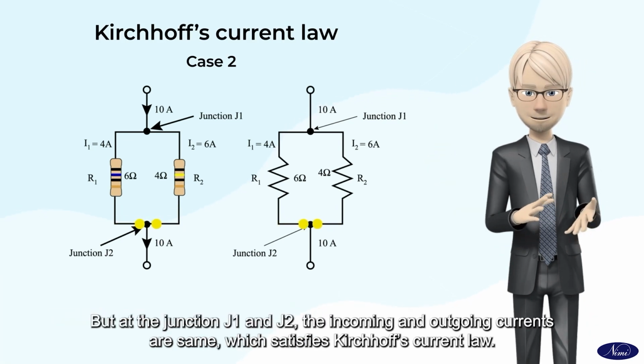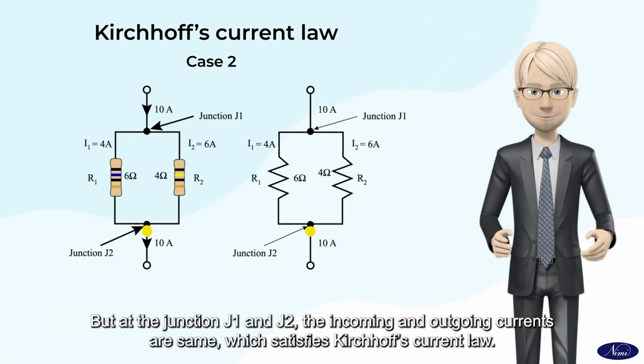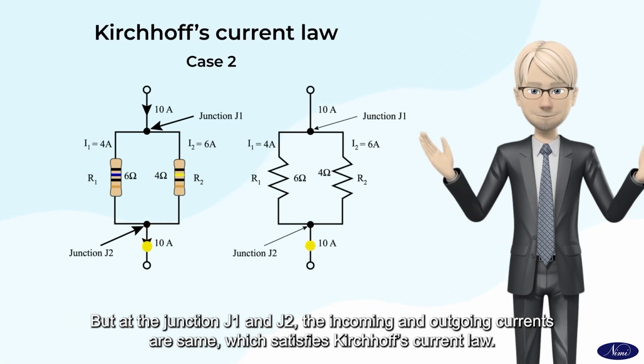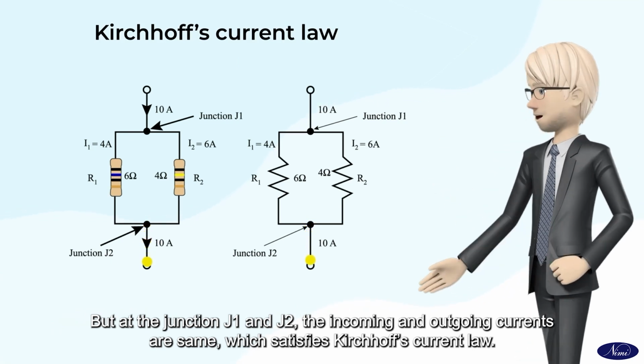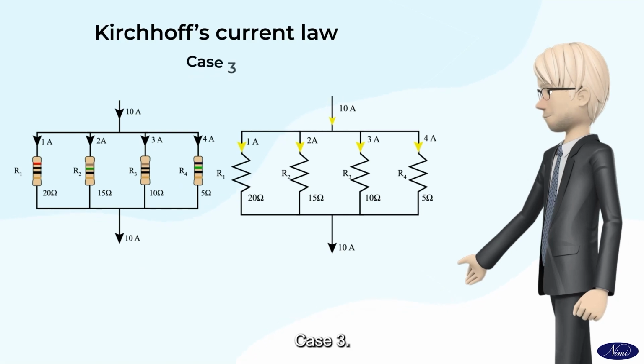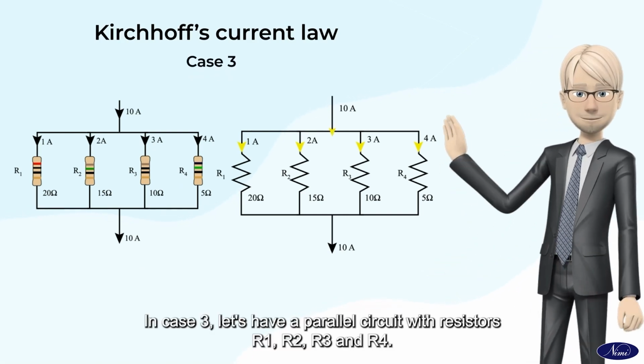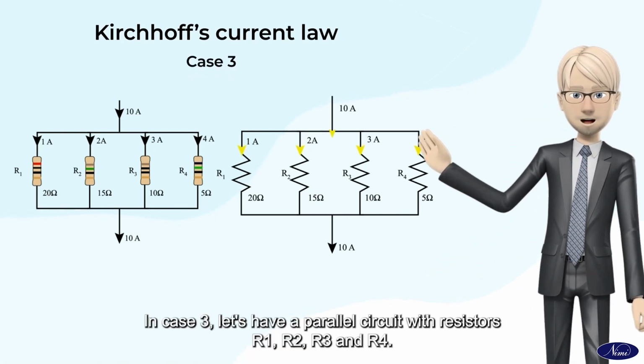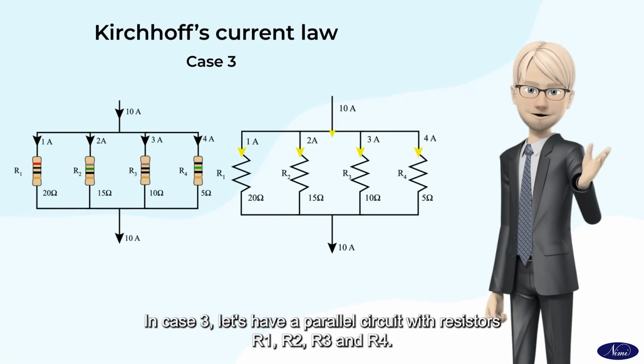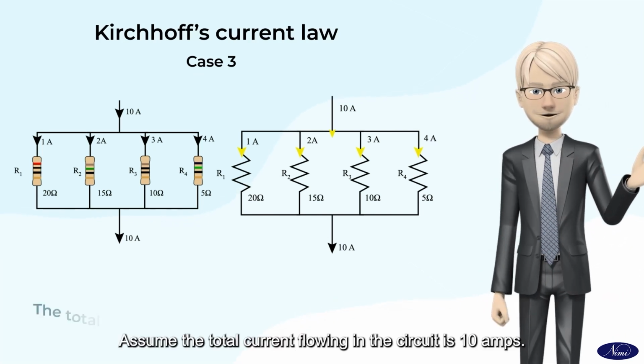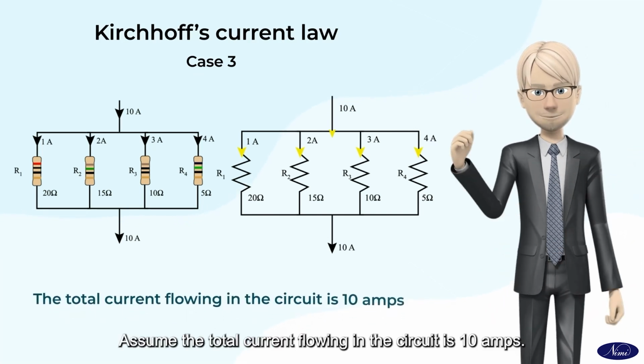But at the junction J1 and J2, the incoming and outgoing currents are the same, which satisfies Kirchhoff's current law. Case 3. In case 3, let's have a parallel circuit with the resistors R1, R2, R3 and R4. Assume the total current flowing in the circuit is 10 amps.